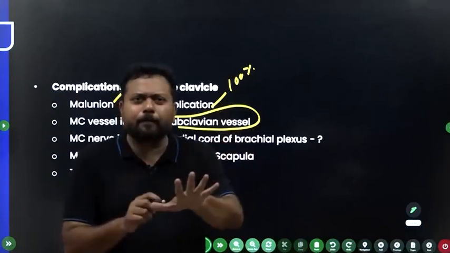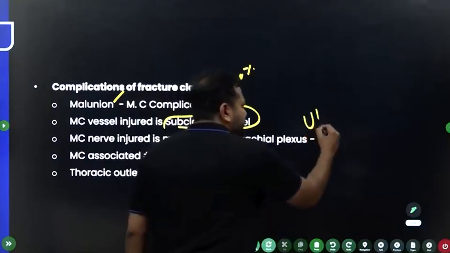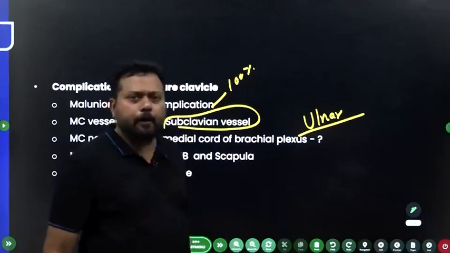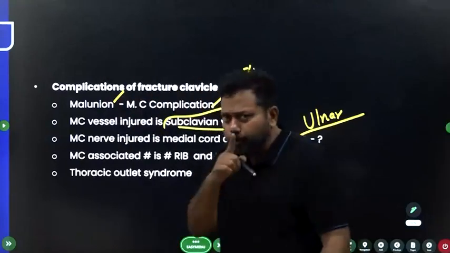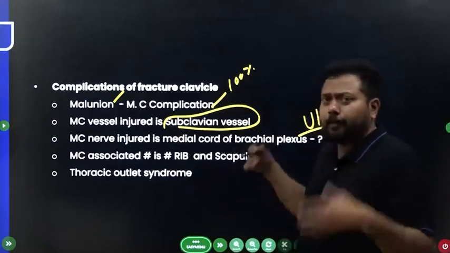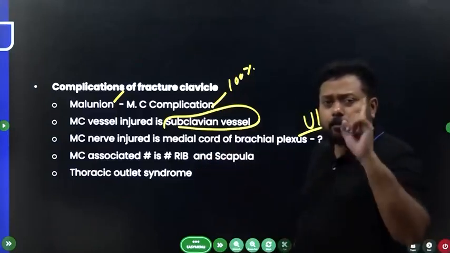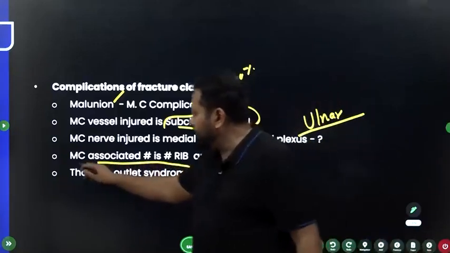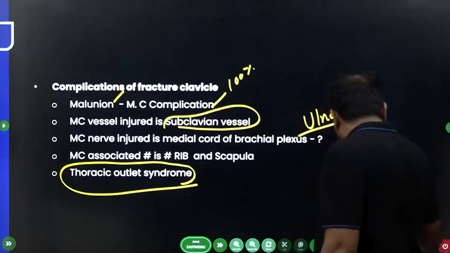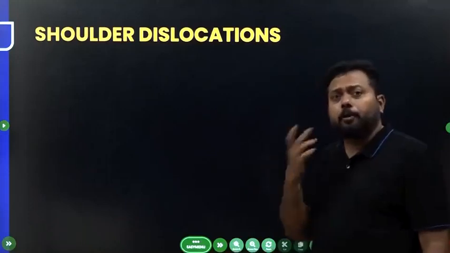Among the 5 nerves of the medial cord, which is the most commonly injured nerve? The answer I will give you directly from Campbell, dear friends: ulnar nerve. Please note this point, ulnar nerve. In UG books, this point is not stressed. That's why I am stressing ulnar nerve. And the most common associated fractures, already I told you, rib and scapula fracture. And fracture clavicle is one of the causes for thoracic outlet syndrome. That completes fracture clavicle. We will move on to the next topic, shoulder dislocation.